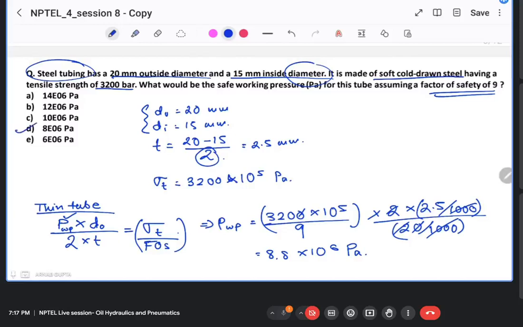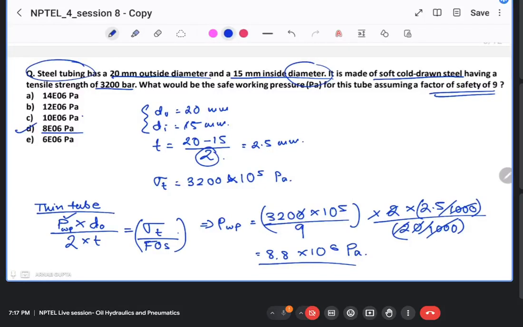So this is the answer. I think in the assignment, C was given as the correct option. I am not sure, check it up, but I think the numerical is correct here. The answer should be 8.8 into 10 to the power 6. In case of any mistake, just let me know. It's close to this one only.